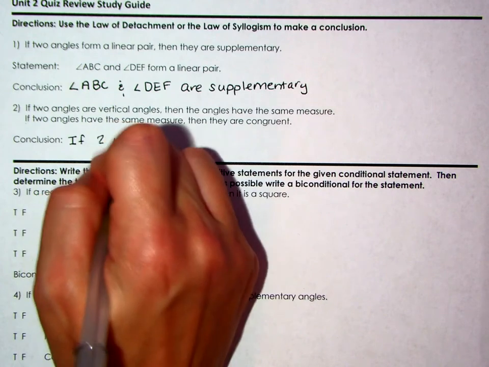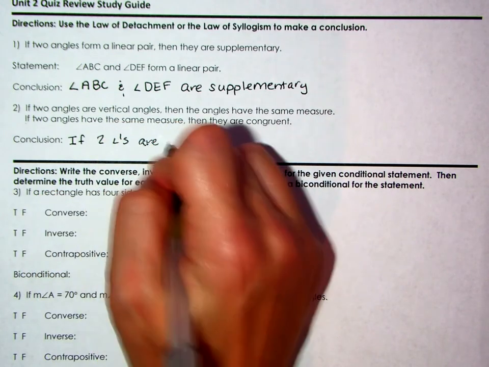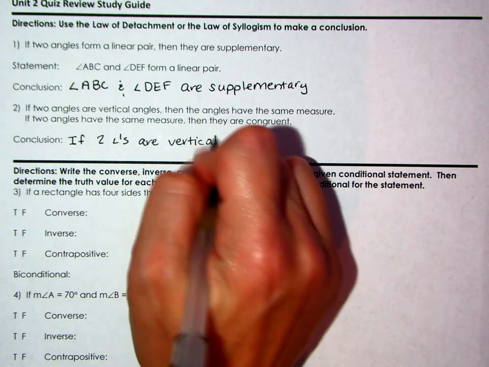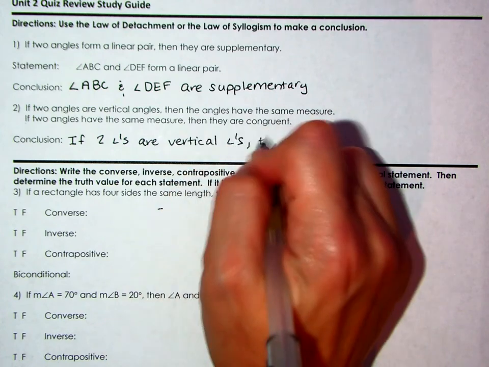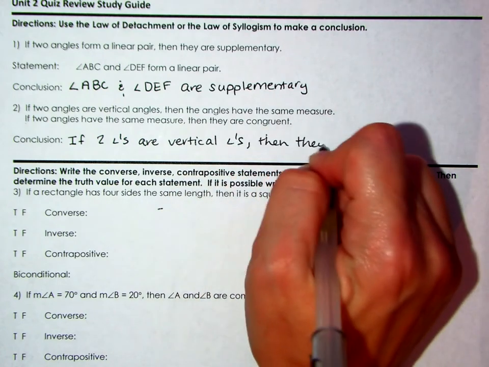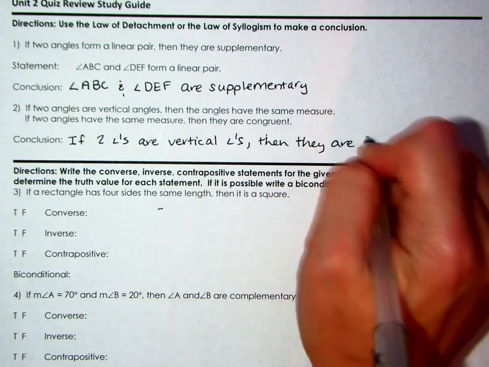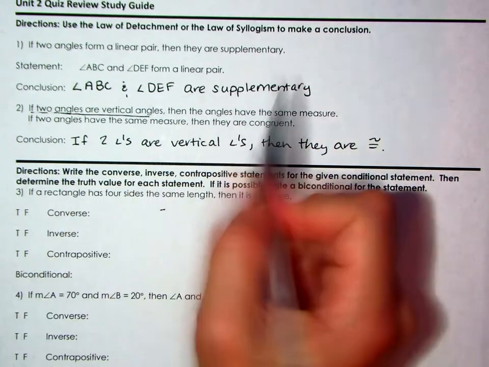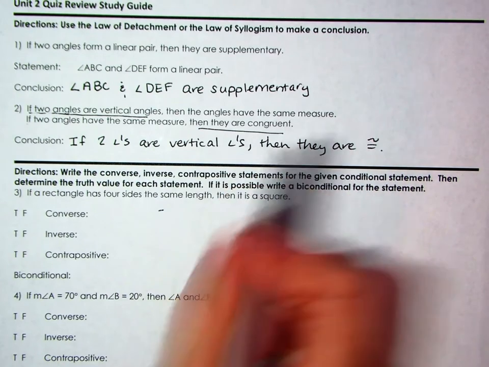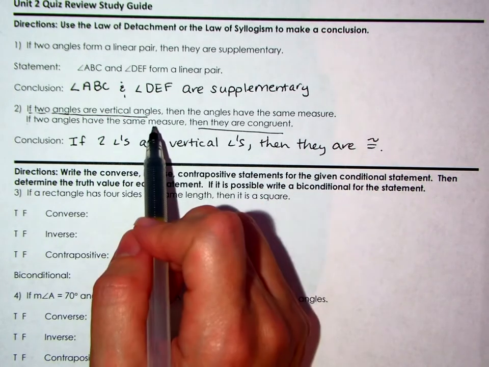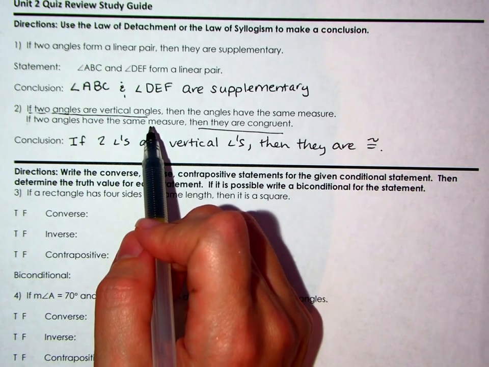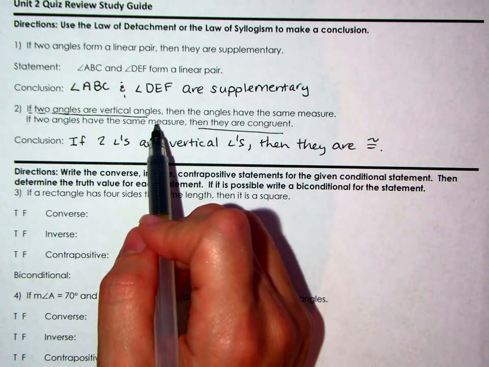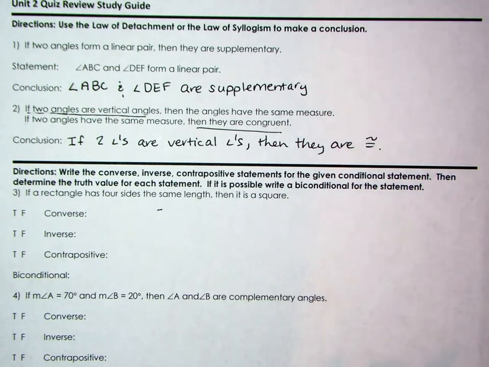So if two angles are vertical angles, then they are congruent. So again, what we took was the initial hypothesis and the last conclusion because these two middle statements had the same meaning, or in other words, they were the same kind of sentence.